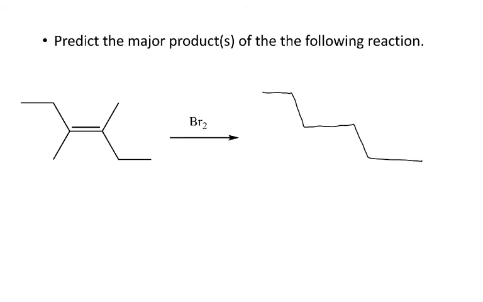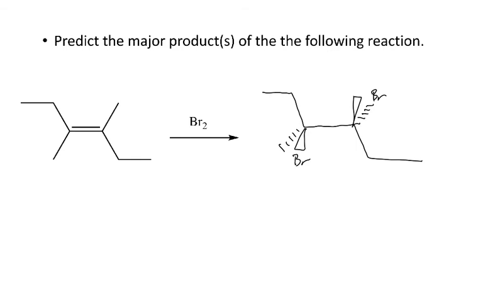So I'll put one bromine here on the wedge. That means the methyl gets pushed back to the dash. And in this case, the bromine is going to have to come on the dash. So the methyl will go on the wedge. The bromine will go on the dash.